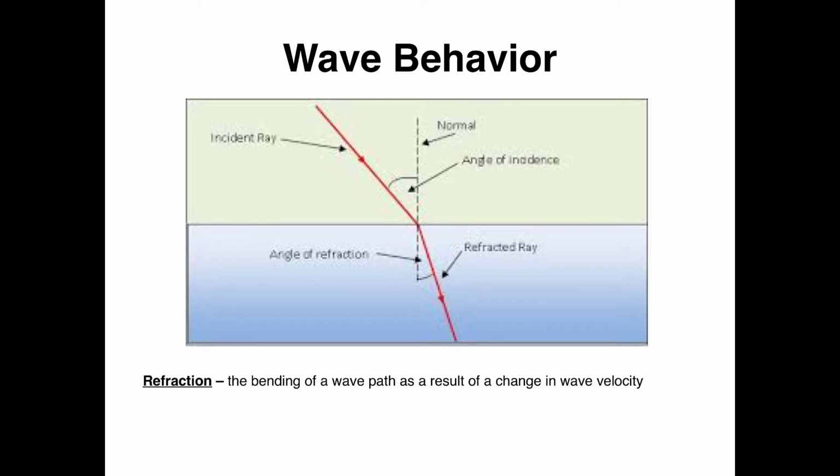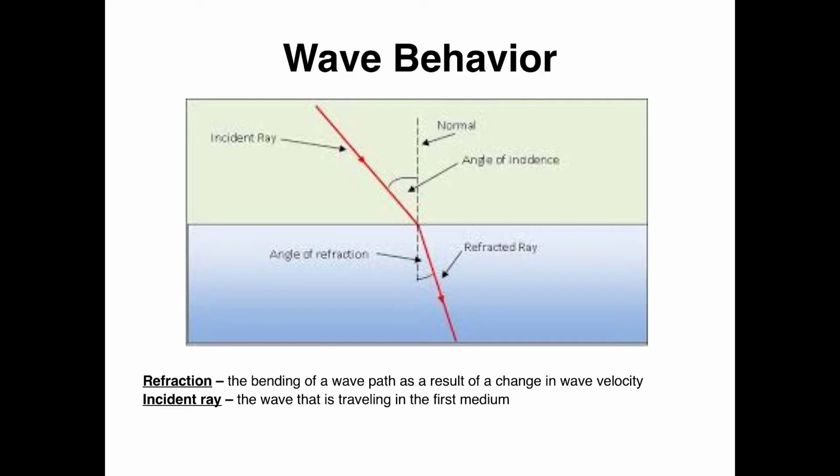So refraction is when the path of a wave is changed or bent. The reason it bends is because the velocity of the wave changes when it passes from one medium to another. The speed of a wave changes if the medium changes. So for example, if you have a sound wave that's traveling in air, it has a certain velocity. If it enters water, then the velocity changes, and when the velocity changes, the ray will bend.